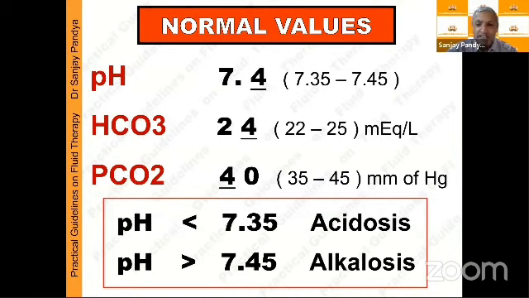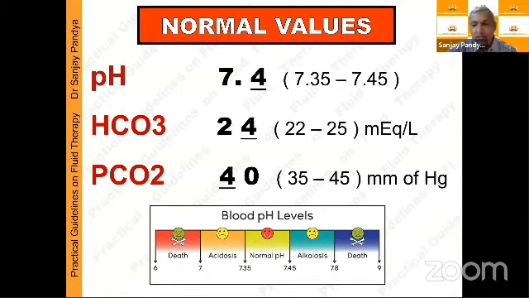When pH is less than 7.35, it is acidosis. When pH is greater than 7.45, it is alkalosis. Now, when the values are in the extreme range, that becomes life-threatening, and therefore we need to diagnose it properly and treat it properly. Now, the question arises: what determines pH?